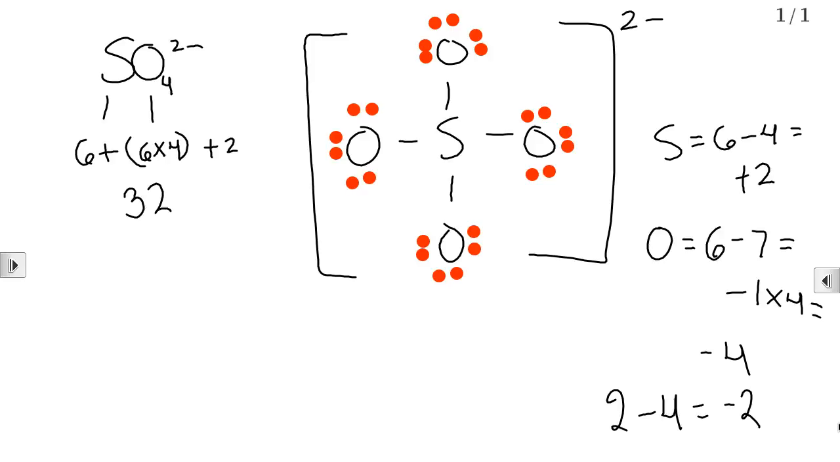Victoria, you got a question? So there's 4 oxygens, right? Each one's -1, and then you have to add up the 2 from the sulfur, and then 4. Subtract.